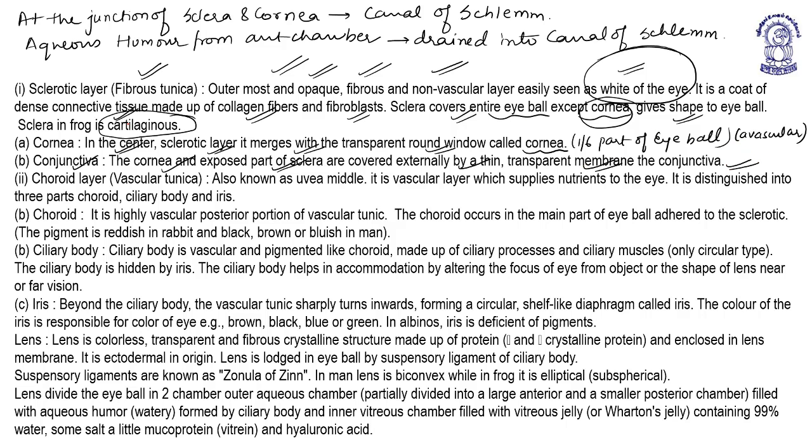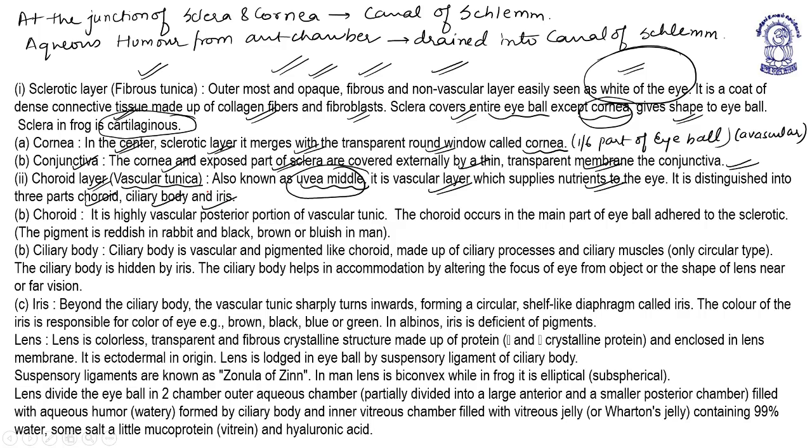Okay. Choroid layer, which is the vascular part. The vascular coat consists of choroid, ciliary body, and iris. So it is known as vascular tunica, also known as uvea middle. It is a vascular layer which supplies the nutrients to the eye. It is distinguished into three parts: choroid, ciliary body, and iris.